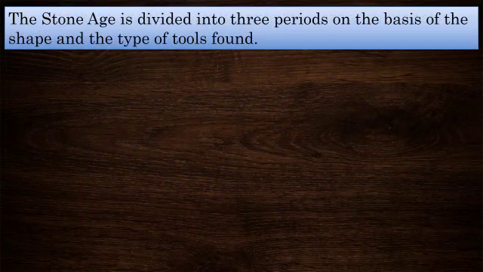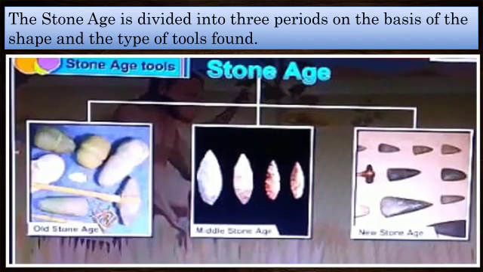The Stone Age is divided into three periods on the basis of the shape and type of tools found. So further as we go, we are going to discuss and learn those three periods of the Stone Age. So let's see.